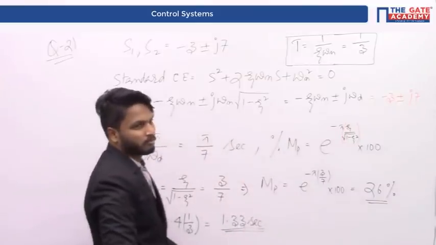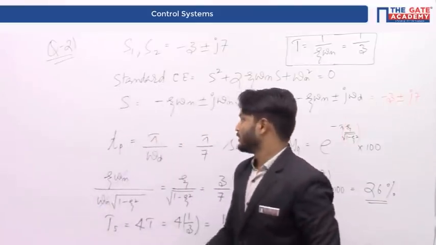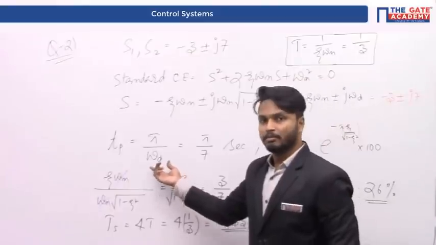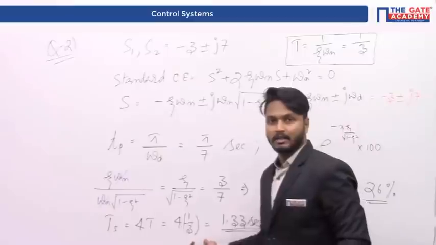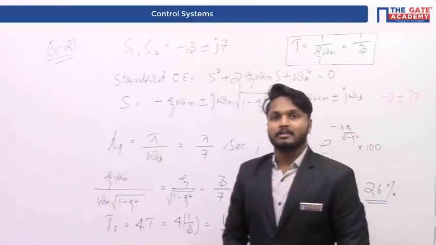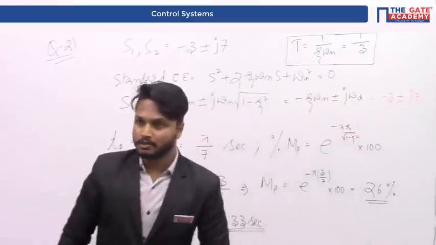So this is how very simply you can calculate the asked parameters. What are asked? Peak time, maximum peak overshoot, as well as settling time. Now let us proceed to the next question.